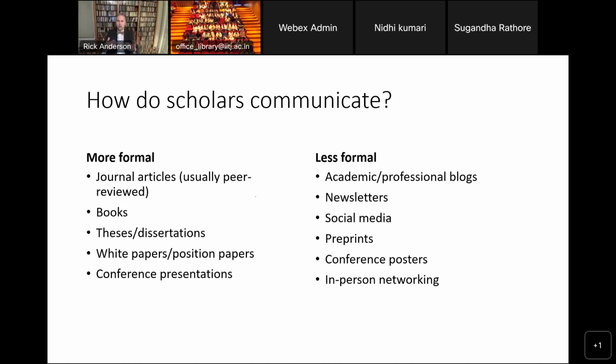And then, of course, there are conference presentations. I mean, you guys are all familiar with these things. Conference presentations are another more formal method of communication where you prepare a paper and you stand up in front of a group and sometimes you read the paper and then you answer questions. We've all been to these conferences. You know what they're like. So those are all things on the more formal end of the spectrum.